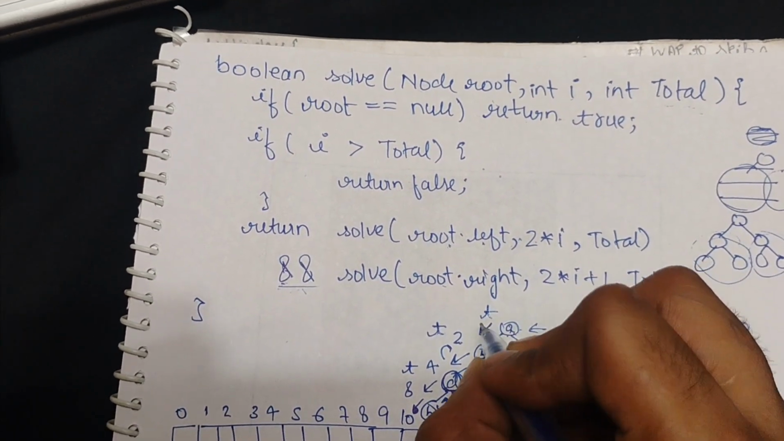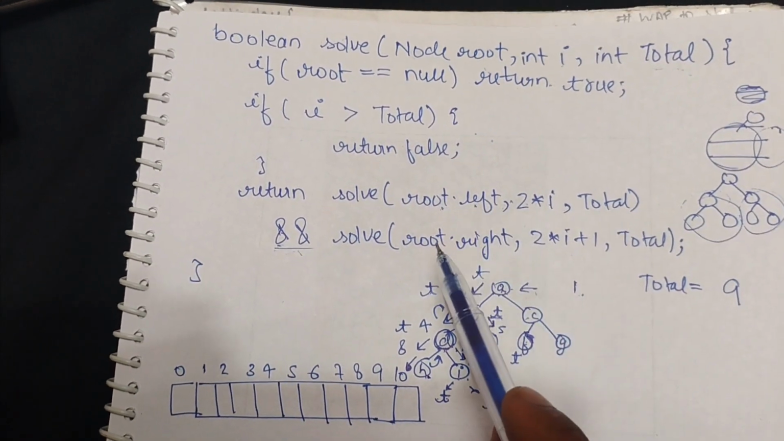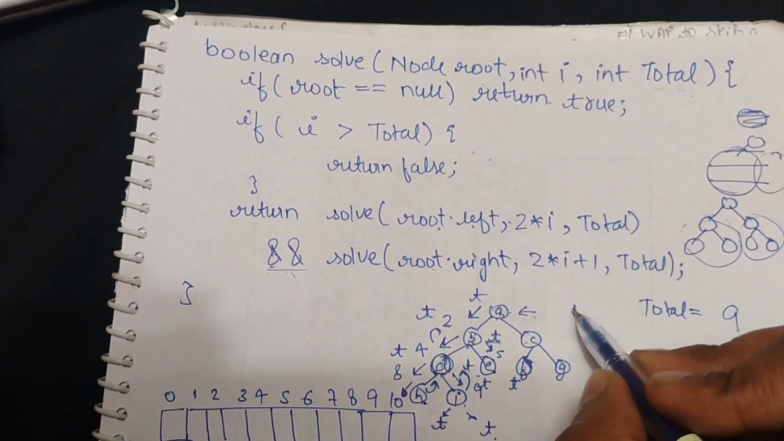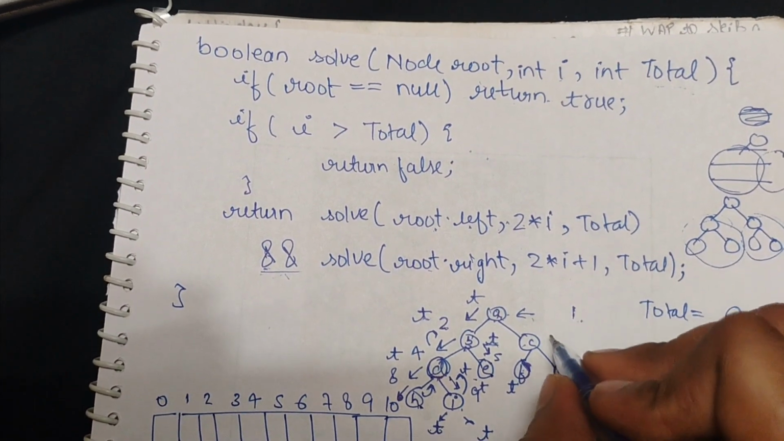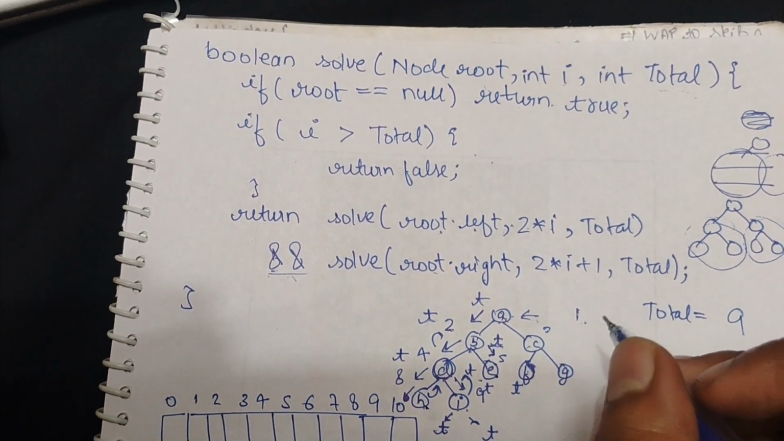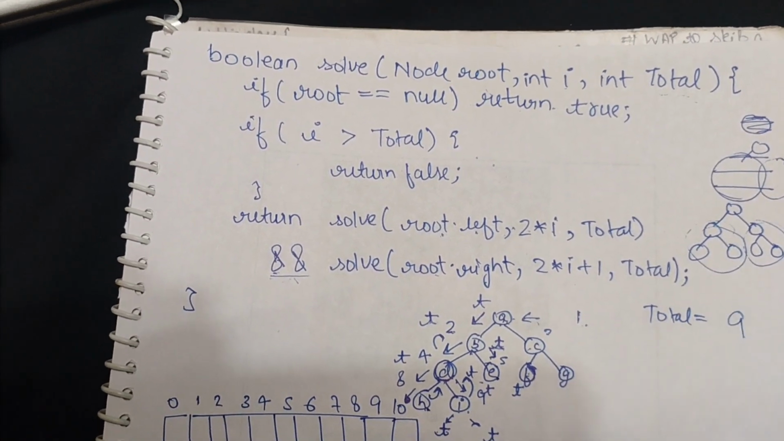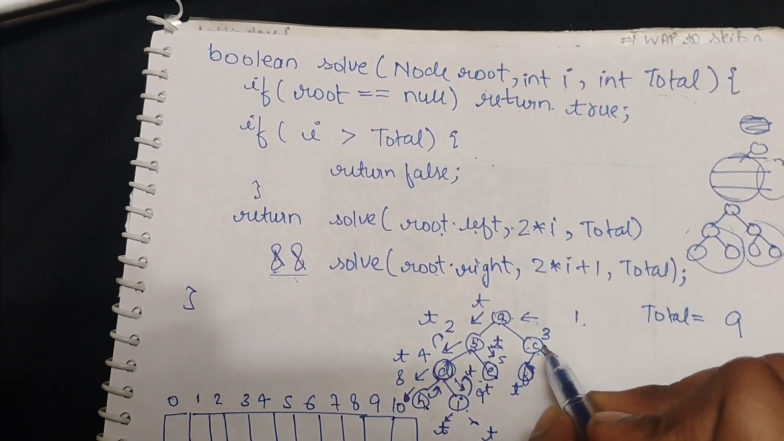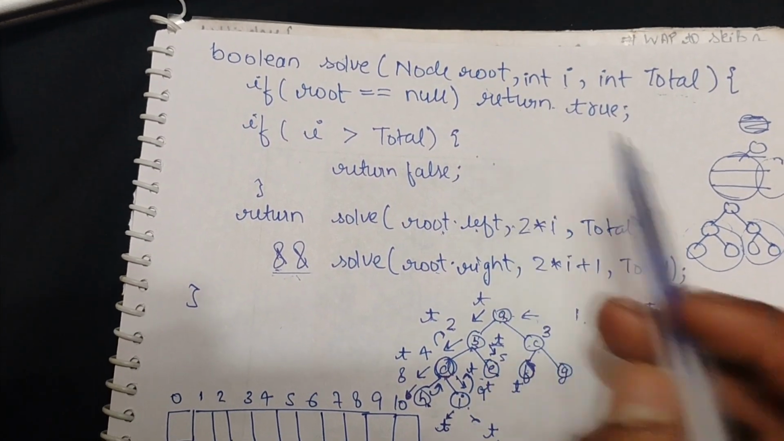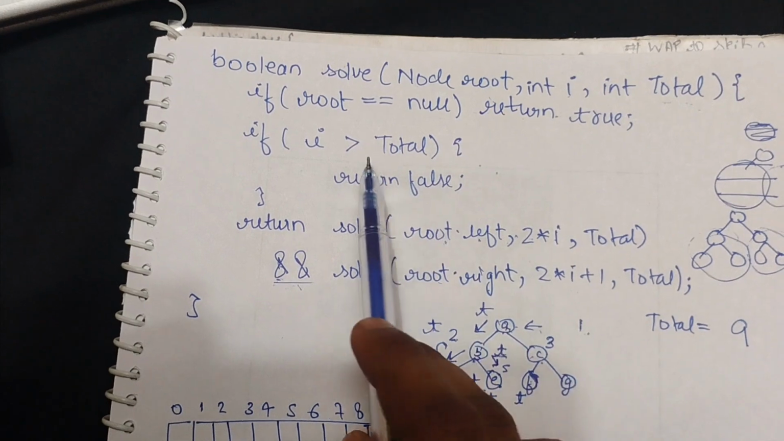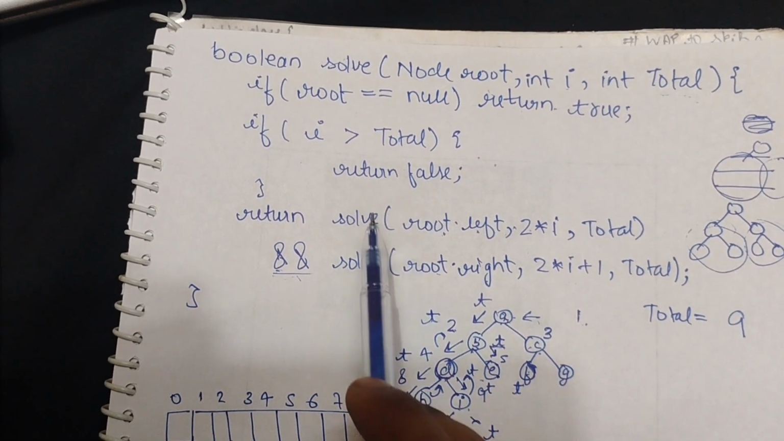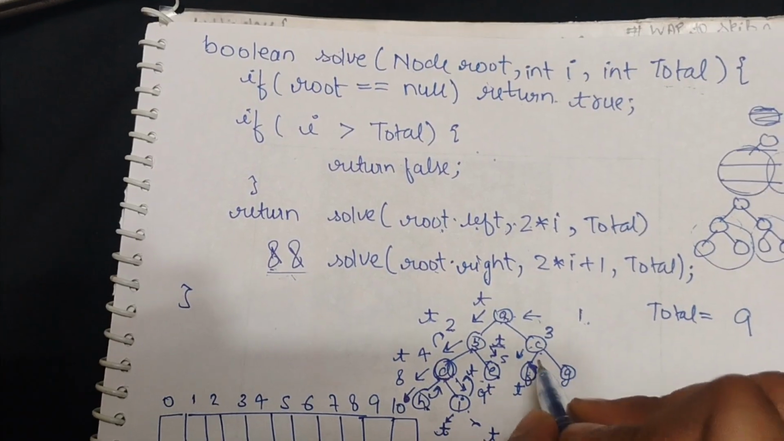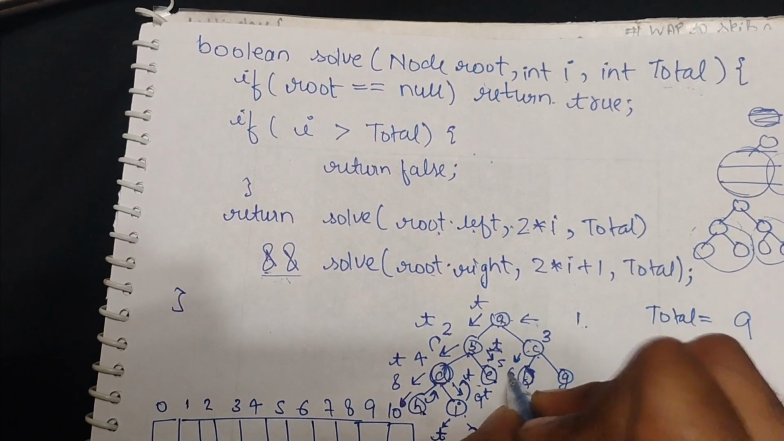Now A has got true from its left. Now A will call this root dot right with 2 into I plus 1, where I is 1. 2 into 1 plus 1, that is 3. Now here it is 3. Now C will again check, is C null? No. Is 3 greater than 9? No. Now C will do root dot left. Here it comes with 2 into I, that is 6.